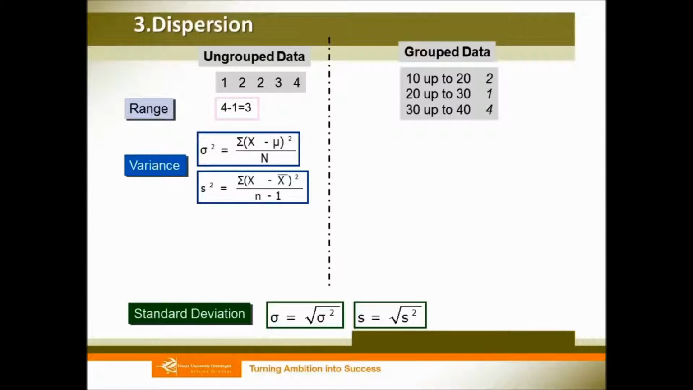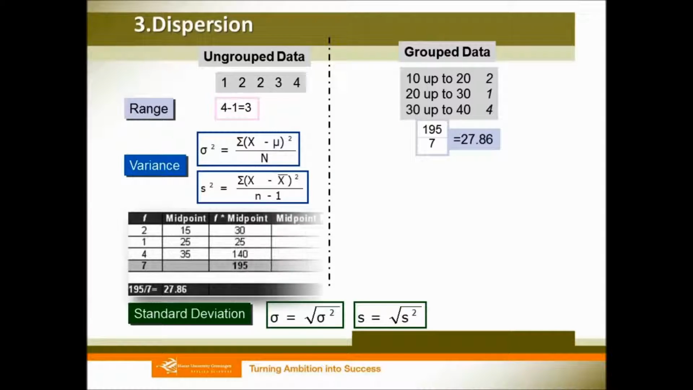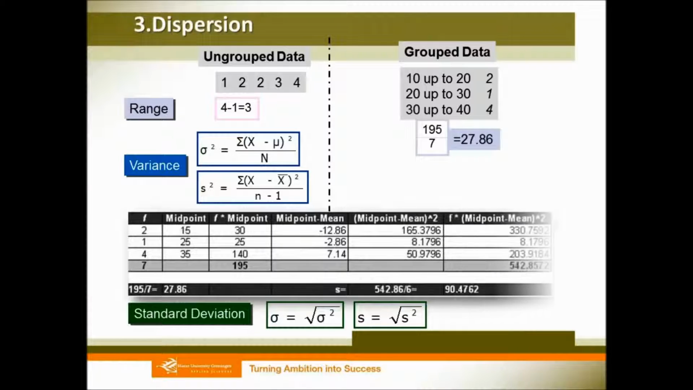For the grouped data, if you want to calculate the variance, the first step is you need to get your mean. As we have mentioned before, the mean is 27.86. And then you need to find the midpoint of each class, and you need to use this midpoint minus your mean. So 15 minus 27.86, that will be minus 12.86.